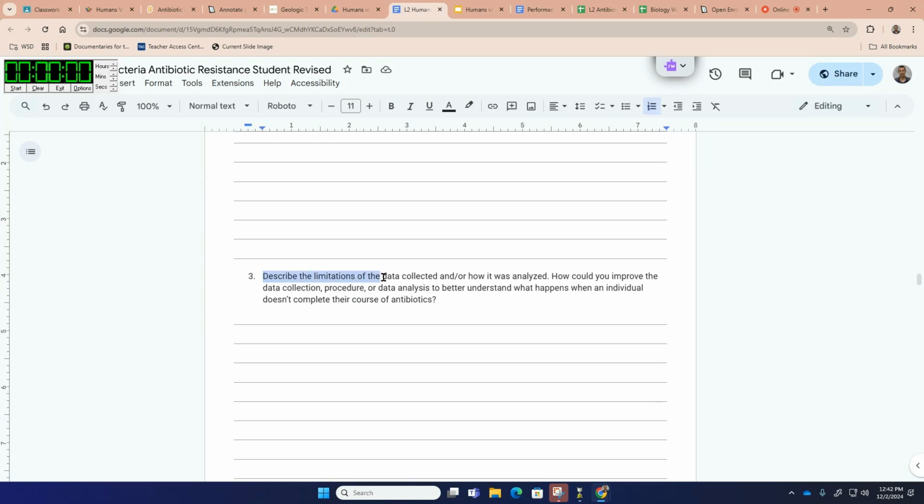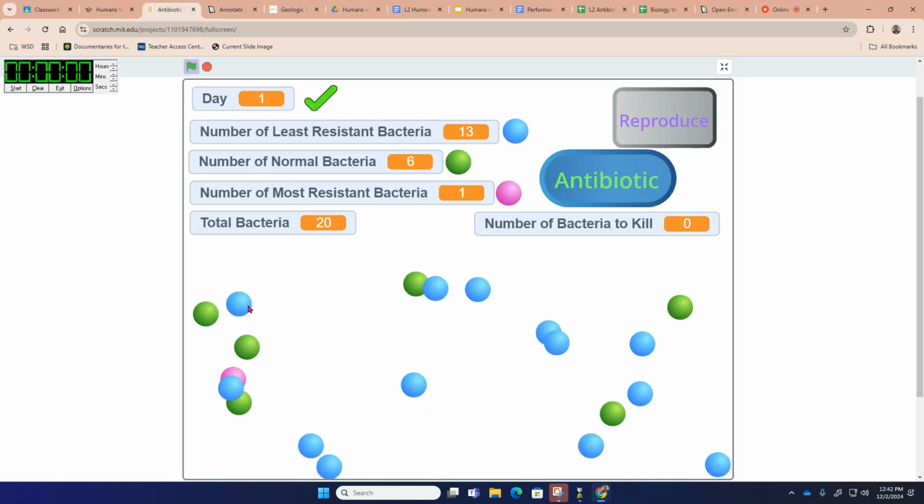So then it says, describe the limitations of the data collected and how it was analyzed. How could you improve the data collection? Okay, well, in this case, right, this wasn't data from like a real hospital. It was just a simulation. So this would be better if we used an actual data set from a health service. And we could actually look at health data from a hospital that's dealing with these sorts of infections.